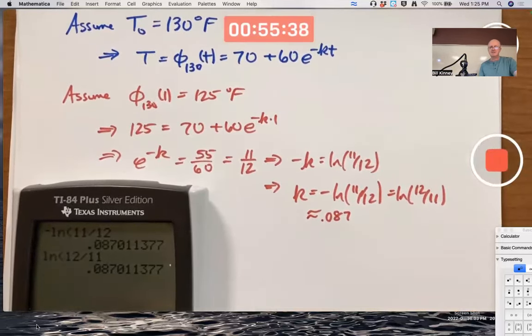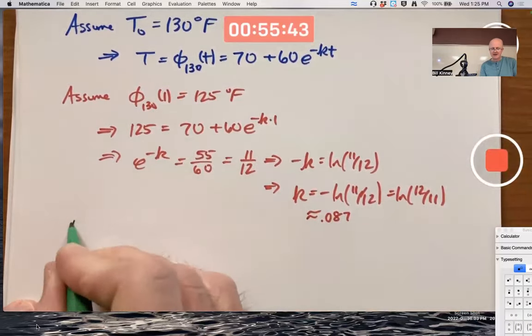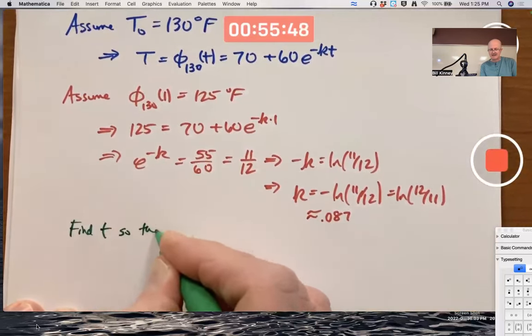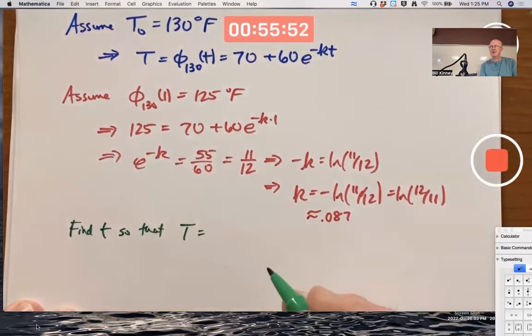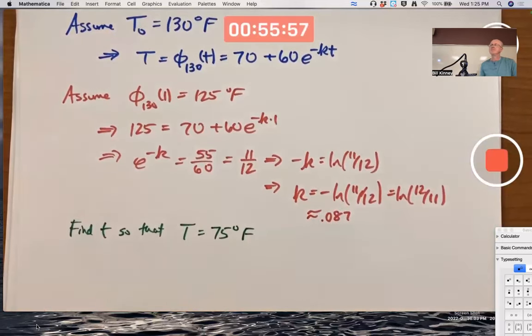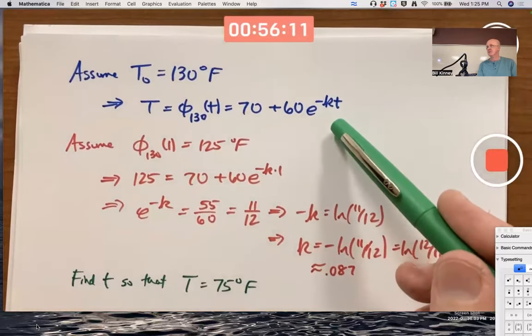Now let's use the model to say, for example, find little t so that capital T equals, oh, you waited too long, it's lukewarm, 75 degrees Fahrenheit. How long is it going to take until your coffee is just that because it's lukewarm? Use the formula again. We found k, use it.